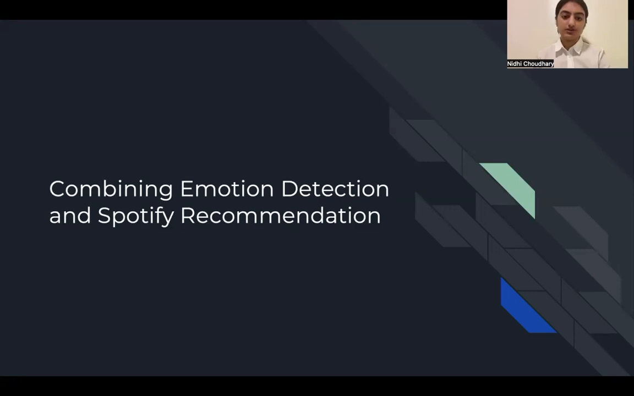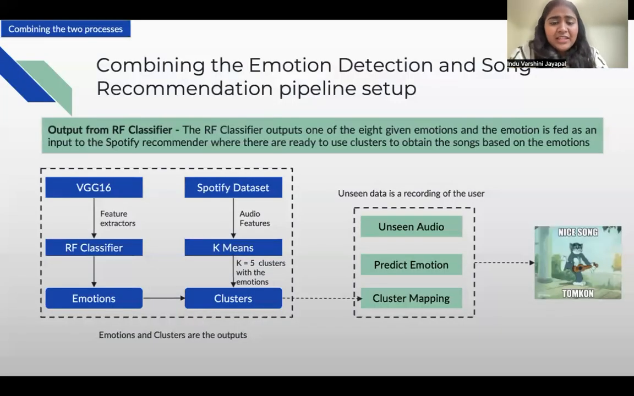Over to Indu for this. Now let's look at how we are combining both the emotion detection and song recommendation pipelines. Looking at the emotion detection pipeline, we have the VGG16 from which we collect the features, and then it's passed to the random forest classifier, where we classify the audio into one of the 8 emotions. Coming to the song recommendation pipeline, we have the Spotify dataset from which we extract the audio features and then pass them through a K-means clustering algorithm, where the number of clusters is 5.